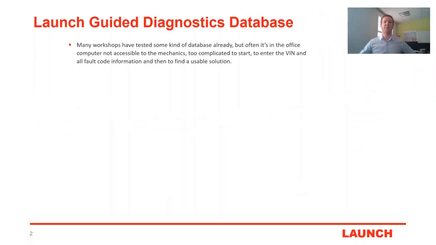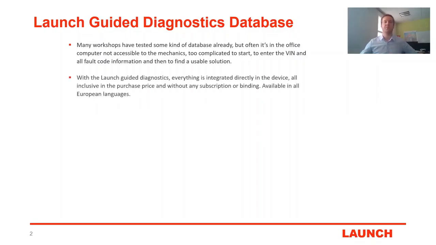Many workshops might have tested some kind of database already, but it's typically found in a very impractical way, typically installed on the office PC, where the mechanics might not even have access to it. It's too complicated to enter the vehicle VIN number and all fault code information to start looking for a usable solution. With the Launch Guided Diagnostics database, everything is integrated directly in the device, all inclusive in the purchase price and without any subscription or binding. It's available in all European languages. For this demonstration, we will use the English version.